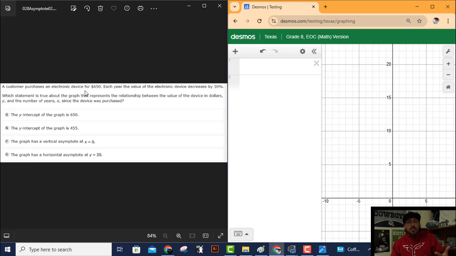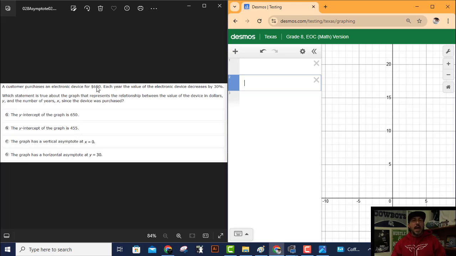So maybe. Next guy says the y-intercept is 455. I don't know. I don't see him there. Choice C says the asymptote is x equals 0. I know for sure the asymptote is not x equals 0. So it cannot be choice C. The graph has a horizontal asymptote at y equals 30. Nope, the asymptote is not y equals 30, it's y equals 0. So now I'm stuck between these two and I don't know what to do here. I just see a 650, so I'm gonna go with this.